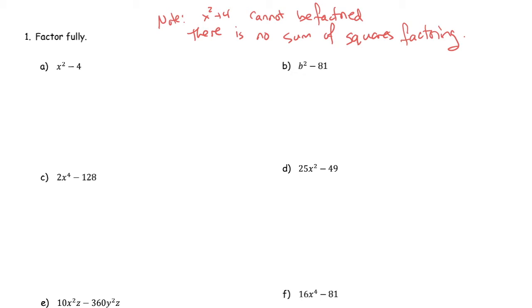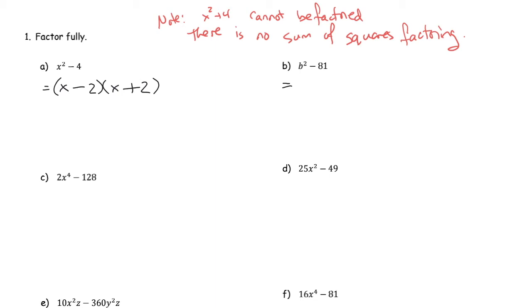So let's take a quick look at this. I know I'm going to break this thing up, and first of all, I'm checking to see if there's anything common, and there is nothing common between those two, so we're okay. So I'm going to break this up into binomial conjugates. The square root of x squared is x. The square root of 4 is 2. I make one negative and one positive, and I'm done. That's it. That's as easy as it is. It's awesome.